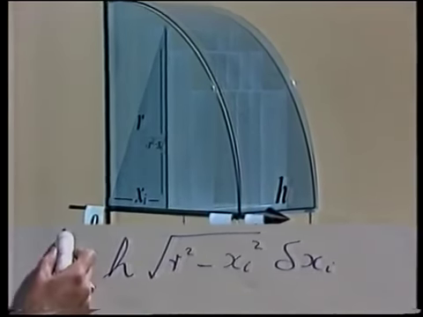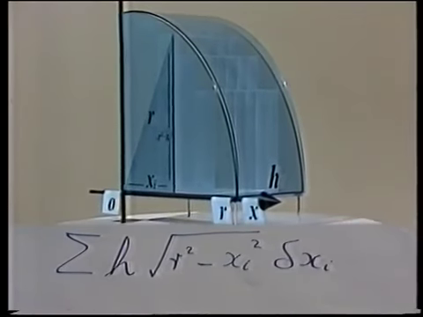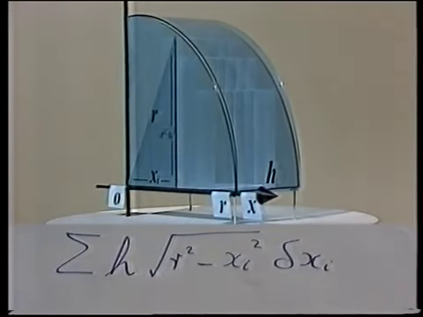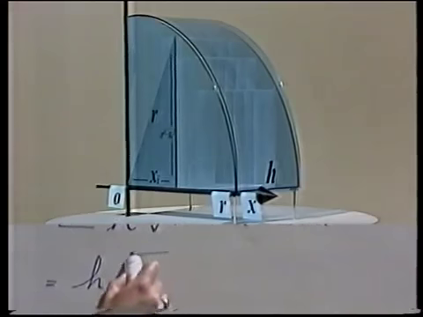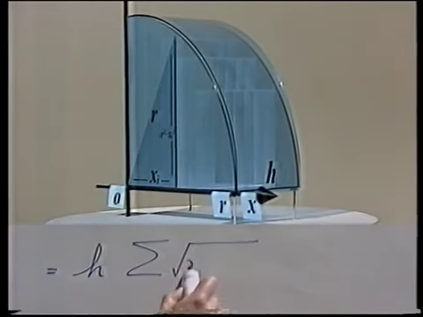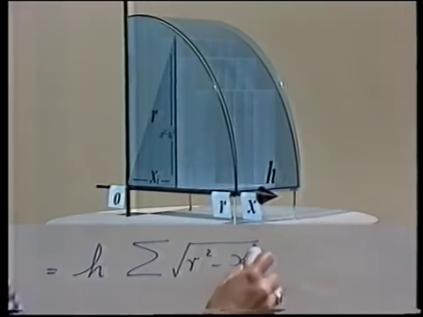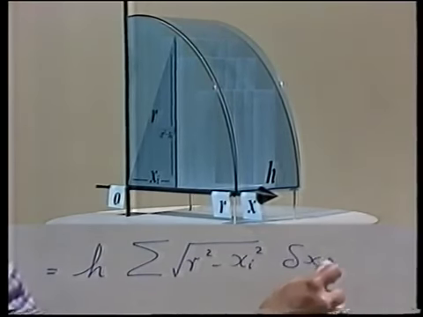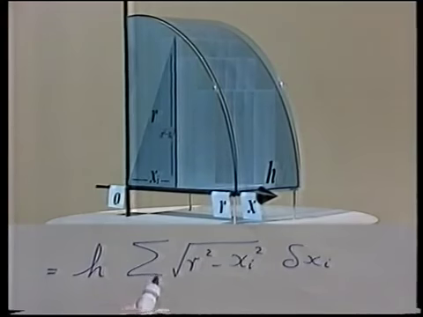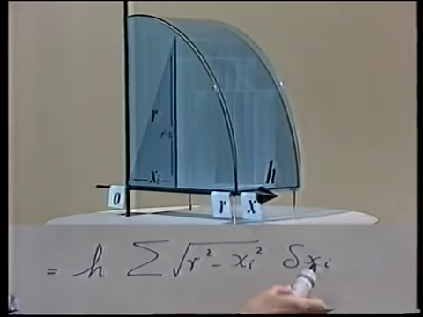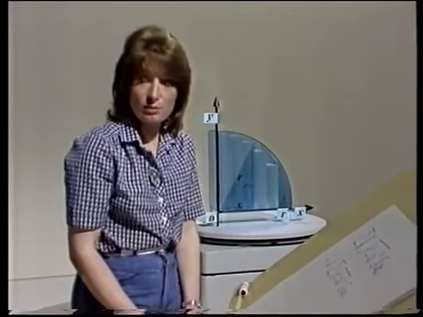So, summing over all blocks from 0 to r gives this. Now, we can take h out in front of the sum to give h multiplied by this sum. Now look at this sum. Each term is the height times the width. So each term gives the area of a rectangle. So the sum corresponds to the area of all the rectangles, and so approximates the area of the quarter circle.